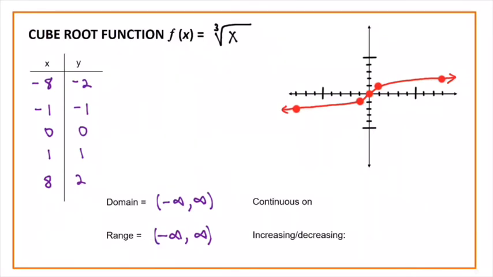So that's the range. And then this graph is continuous everywhere. It doesn't have any jumps or breaks, so we say it's continuous on the interval from -infinity to +infinity. And look at this. The graph is going uphill everywhere. As we move from left to right, the graph is always going gradually uphill. And so this graph is increasing on the interval from -infinity to +infinity.